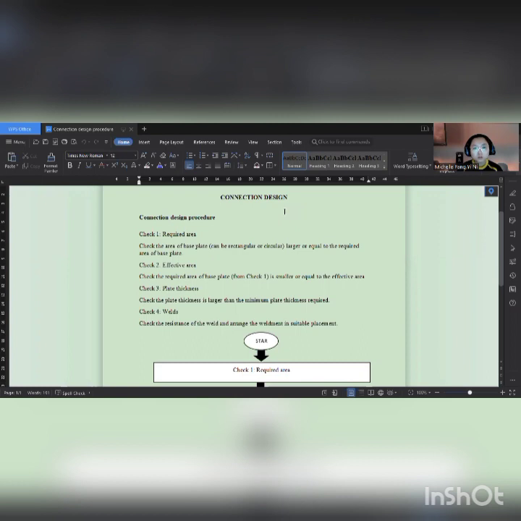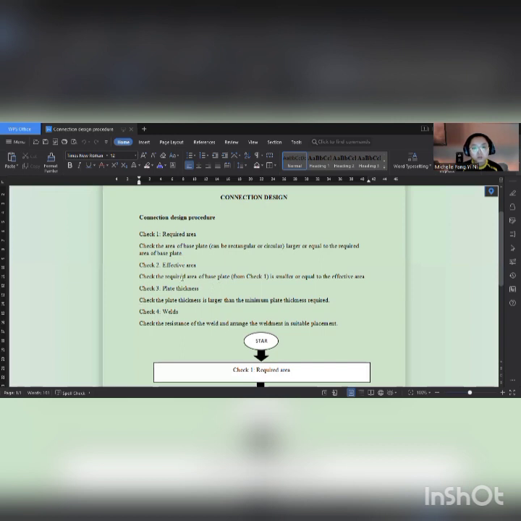Firstly, we need to check the area of the flat. It should be larger than or equal to the required area of the flat. Secondly, we check that the required area of the flat from check 1 is smaller than or equal to the effective area.